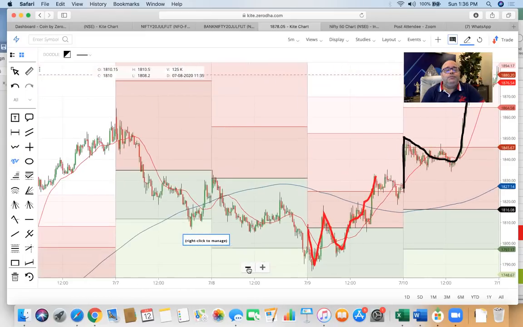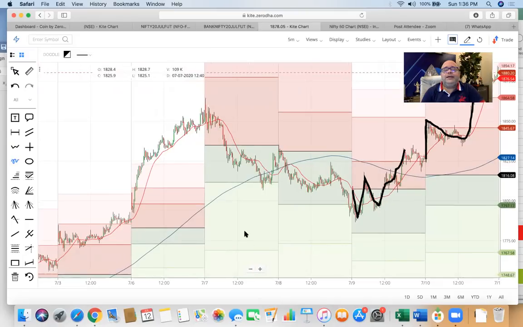If you go behind, as you can see here, somewhere here was a congestion which Reliance held on to. So this gives you a bit of confirmation. Okay, so that is how individual stocks can be looked at.